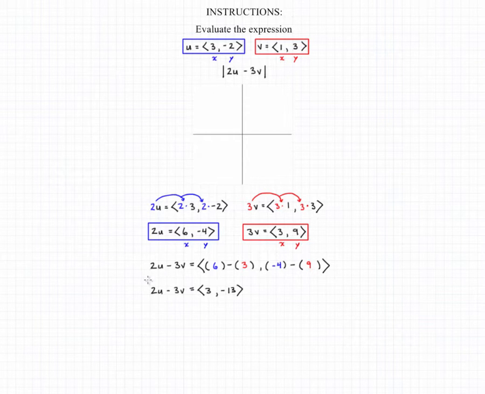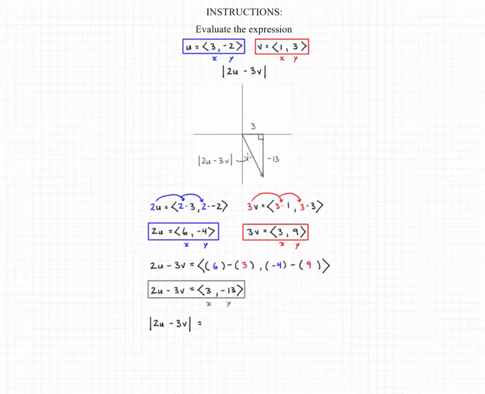Now if we imagine that those components are the sides of a right triangle, we can graph that triangle, and in solving for the hypotenuse, we can figure out the magnitude of the vector that we're looking for. So we're being asked to go 3 spaces to the right, and then down 13 spaces. If those are the sides of a right triangle, we can calculate that hypotenuse, and that hypotenuse again is the magnitude of vector 2u minus 3v.